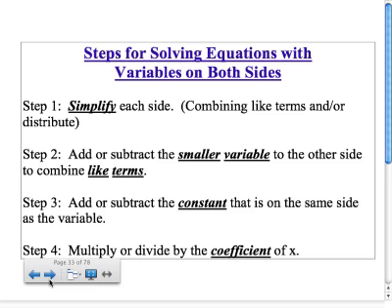Combine your like terms and/or use the distributive property to get everything nice and neat and reduced down. Step two, now we're going to add or subtract the smaller variable to the other side to combine like terms. What that's going to do is keep the coefficient of our variable positive, which will make things easier because we don't have to worry about a negative sign goofing us up. The third step, add or subtract the constant that is on the same side as the variable. And the fourth step would be to multiply or divide by the coefficient of x.